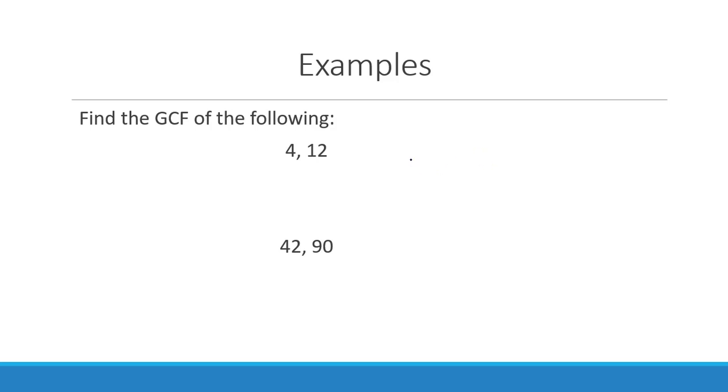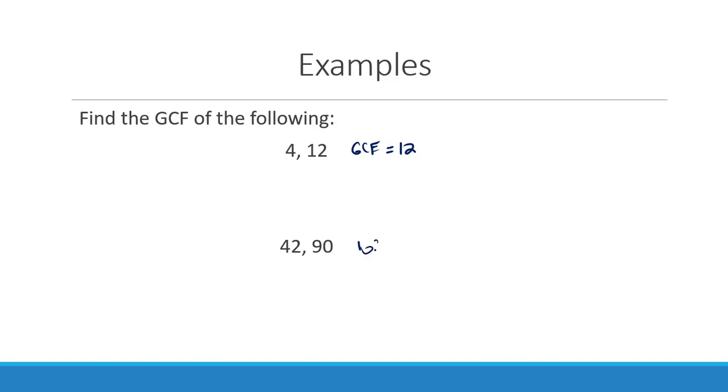Again, think about what GCF means. It is the highest number that would go into both 4 and 12. Well, 2 goes into 4 and 2 goes into 12, but it's not the highest number. 4 will go into 4 and 4 will go into 12. So the GCF here is going to be 4.